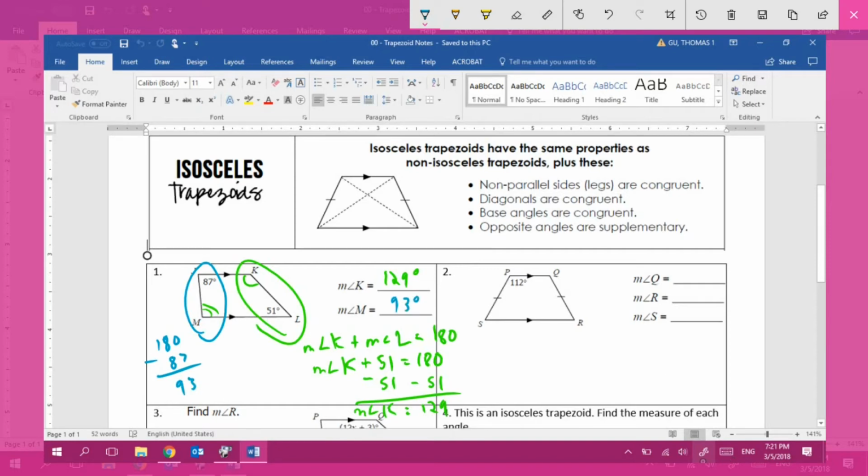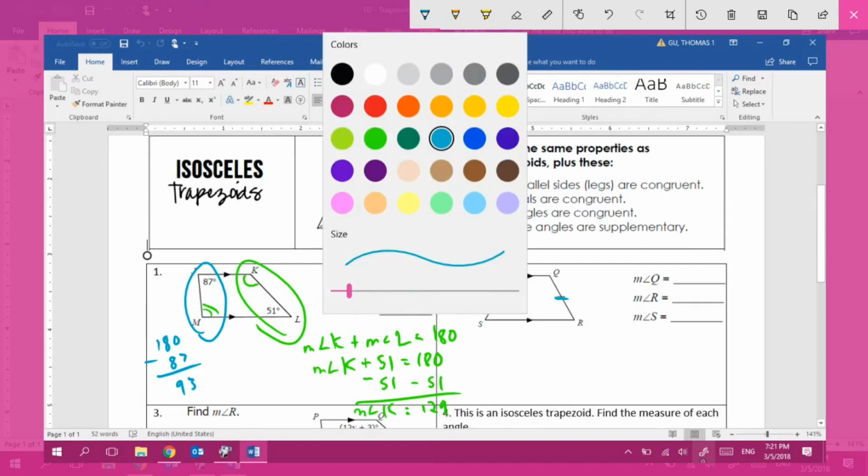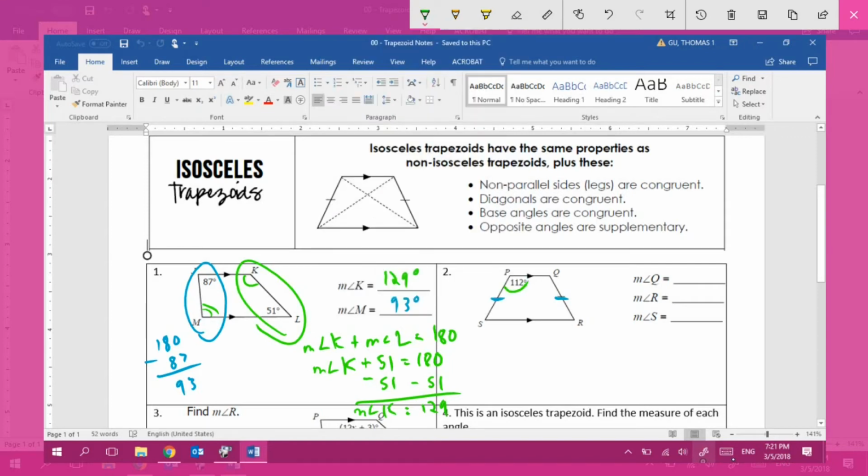Number 2. This one. Is this a normal trapezoid or an isosceles trapezoid? Look how they've shown me that these two sides are congruent. That's going to be an isosceles trapezoid. It's got to be. All right, how am I going to find all the angles here then? Well, first of all, I should know that the base angles are the same. So the measure of angle P is going to be congruent to the measure of angle Q. That's right. So the measure of angle Q is also 112 degrees. And then I should be able to use that information to find these bottom two angles.